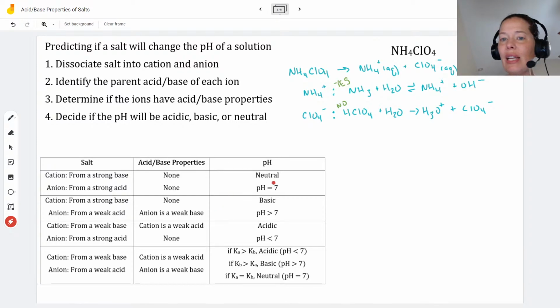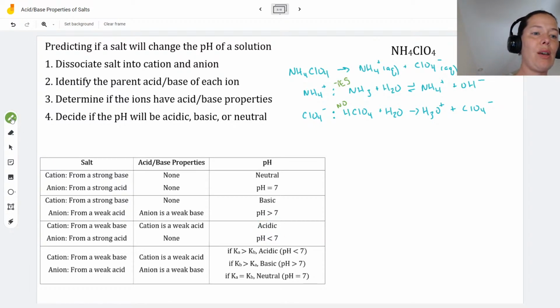And what we've got here is we've got a cation that's coming from a weak base. So here, this one is a cation coming from a weak base and an anion coming from a strong acid. And so yes, this matches our salt that we have here. So our cation is a weak acid. Again, our base is not going to do anything, which is going to give us an acidic solution.